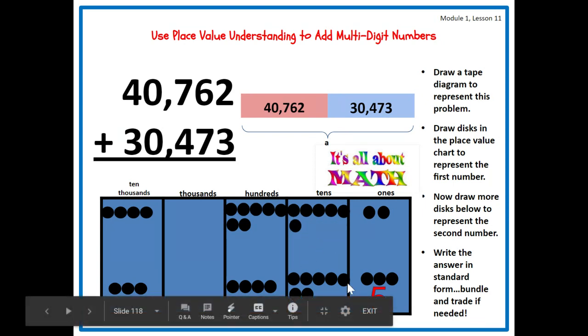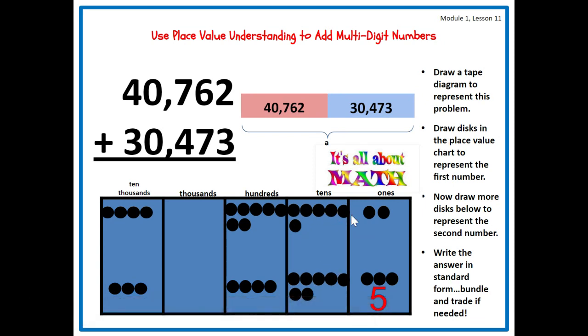So I'm going to start with the larger number. I see 7, and let's keep counting. 8, 9, 10, 11, 12, 13. Can we have 13 tens? No, we cannot. So what are we going to do? That's right. 10 of them get to graduate and move across the border to the hundreds place.